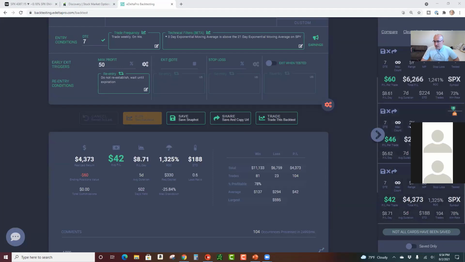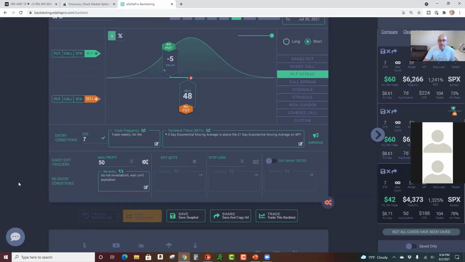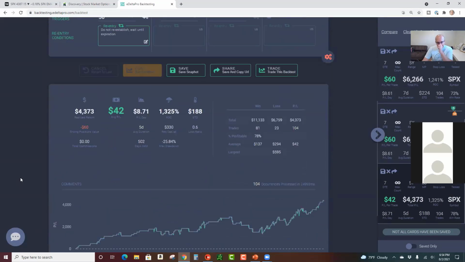So this one was the 2-year. I'm going to remove that one. So this is 5-year without and 5 years with. Okay, so we did 5 years this time with a 50% max profit. And a couple things that does. One, it actually improves your win rate. You went from a 73% to a 78% win rate.